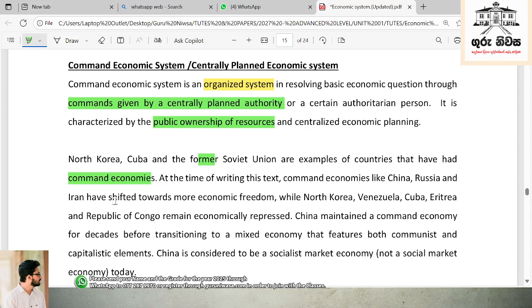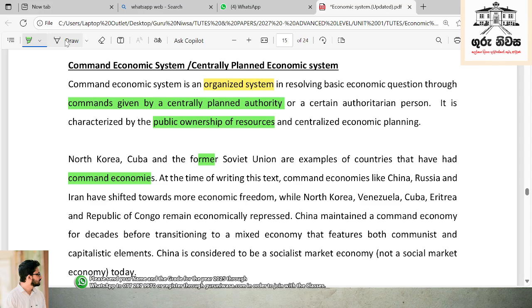Yes, many economies are in the process of shifting. Even China, earlier, they were a command economic system. They had been using a command economic system, but now they are in the process of shifting from command to free market because of searching for some kind of freedom, towards more economic freedom. Because naturally, as humans, we need freedom. We don't like commands.